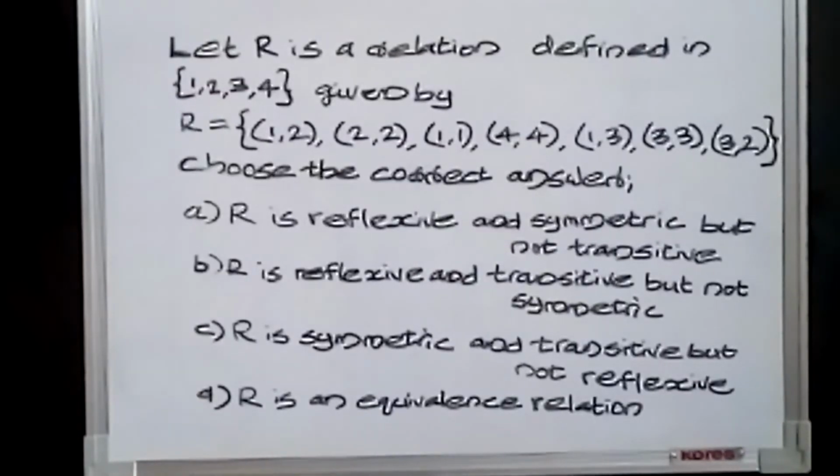Thus, a relation is said to be an equivalence relation if R is reflexive, R is symmetric, and R is transitive.